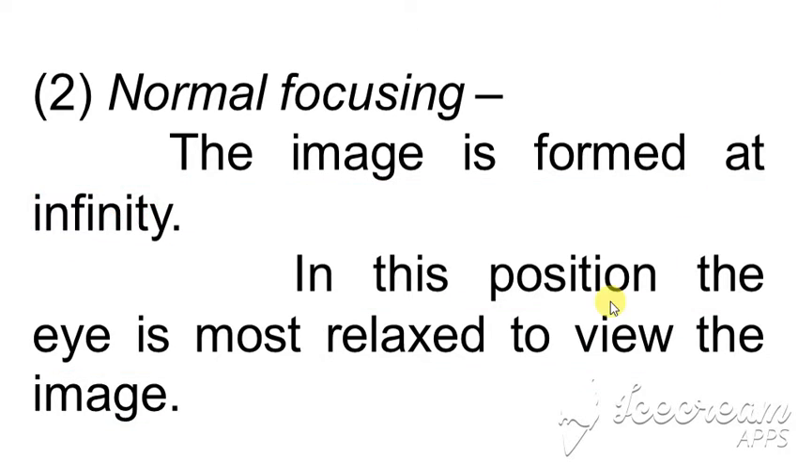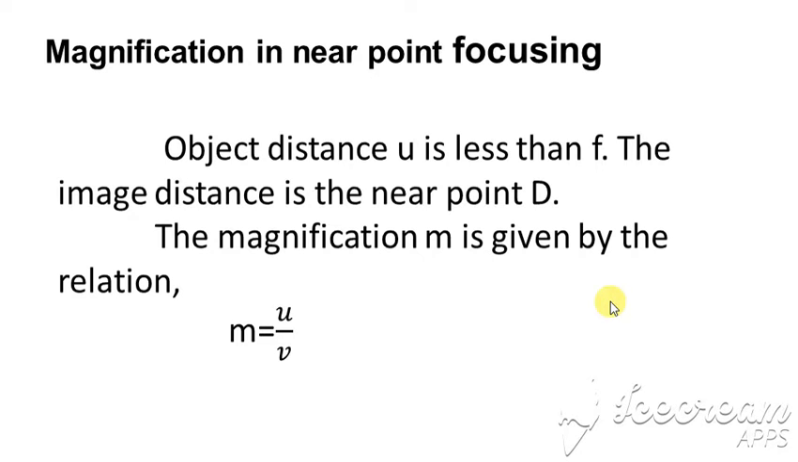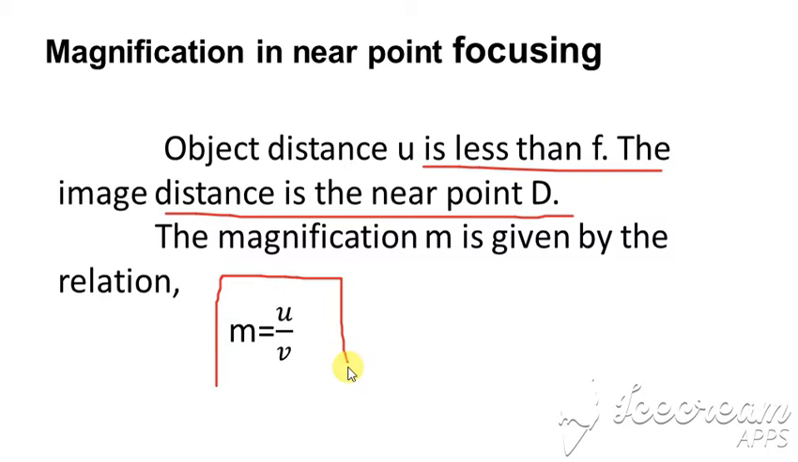Now we are going to see these two things, the near point focusing as well as normal focusing. First, in near point focusing, the object distance, which we measure as u, is found to be less than f, and the image distance is near the point D. Then the magnification is given by m is equal to v divided by u. This was given wrongly earlier.